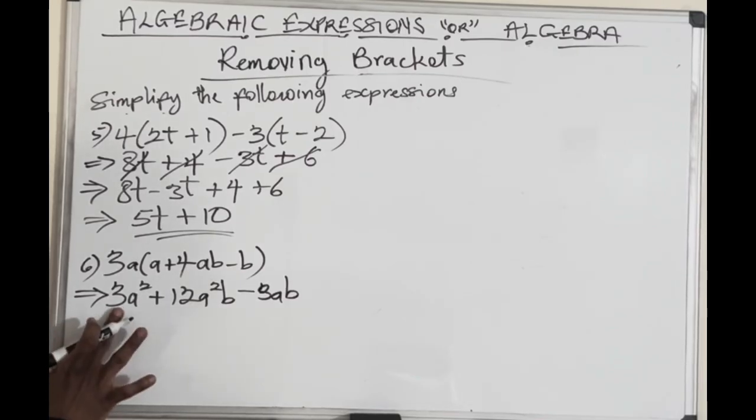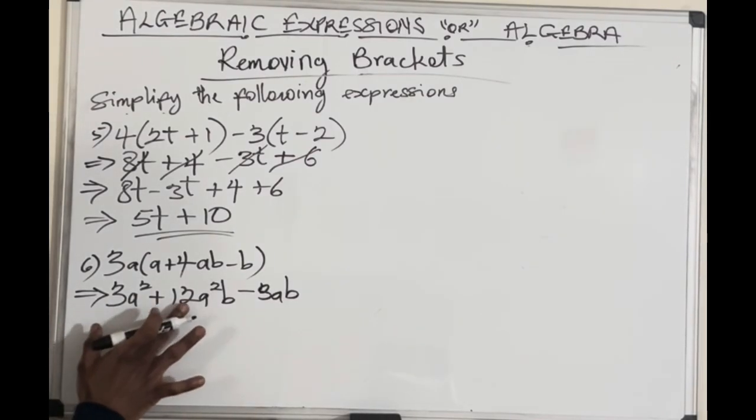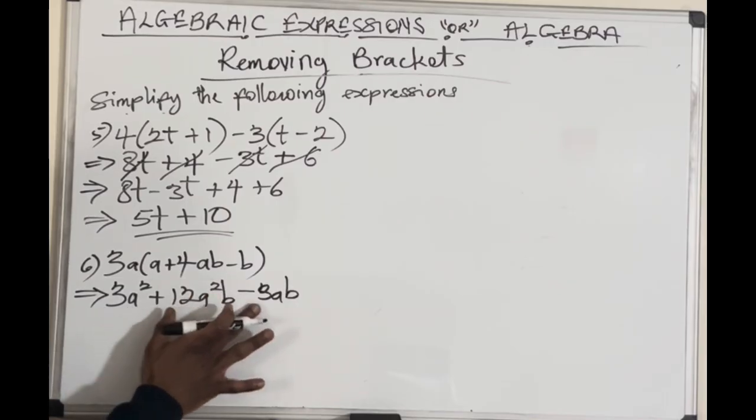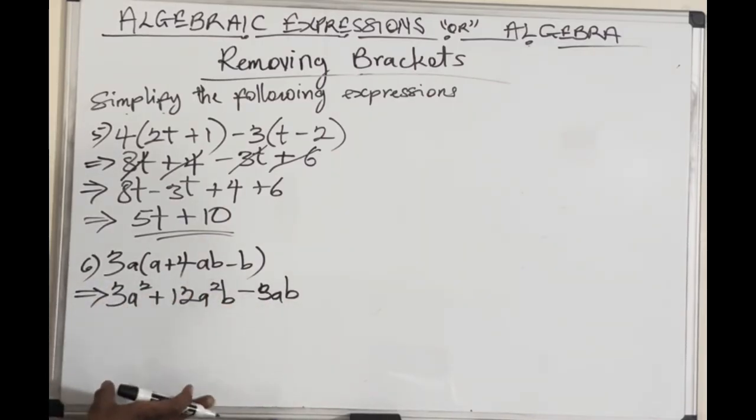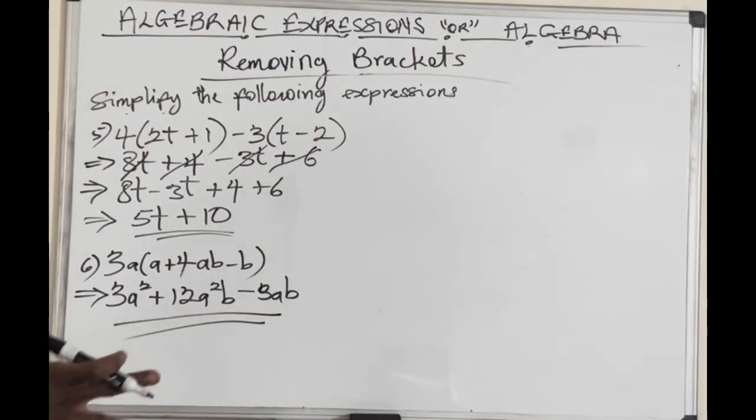Let's see the like terms: 3a squared, 12a squared b, 3a. They are all different, so this will be the final answer, because they are not the same. If you remember when we were starting, we made mention of that. They are not the same, so this will be the final answer.